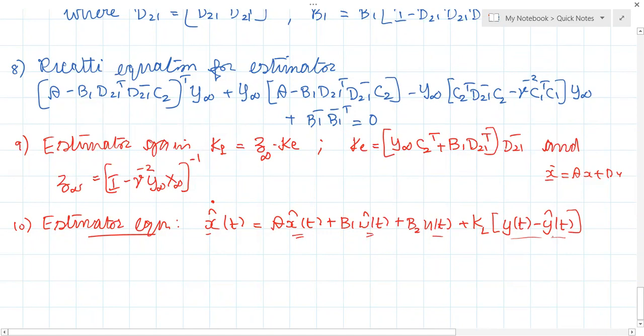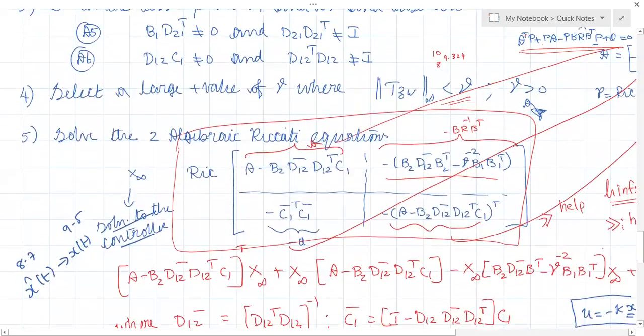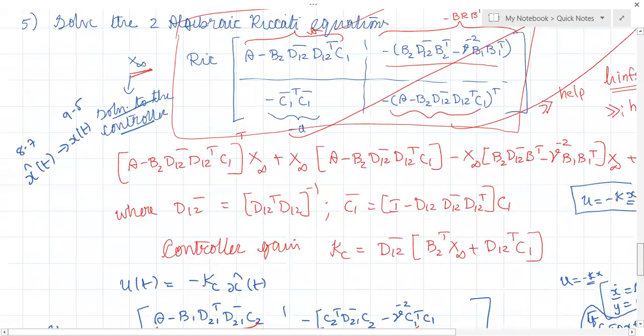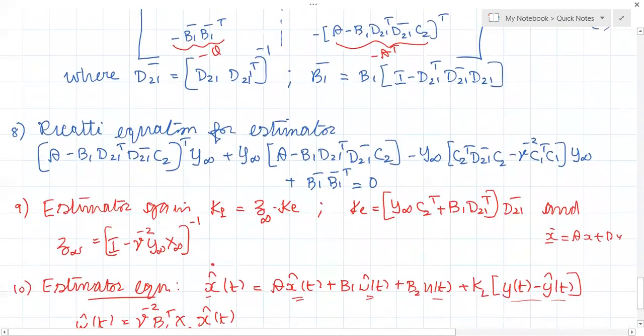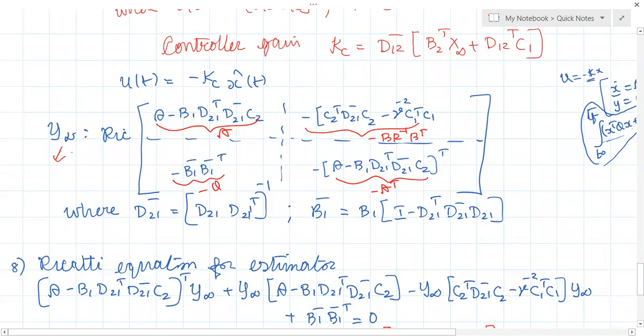That's the only difference. Okay, what is W hat of T? W hat of T is given by this expression: gamma raised to minus 2 B1 transpose X infinity X hat of T. What is X hat of T? X hat of T is the solution of the controller algebraic Riccati equation, X infinity. Okay, what is Y hat of T? Y hat of T is the solution of the estimator Riccati equation.